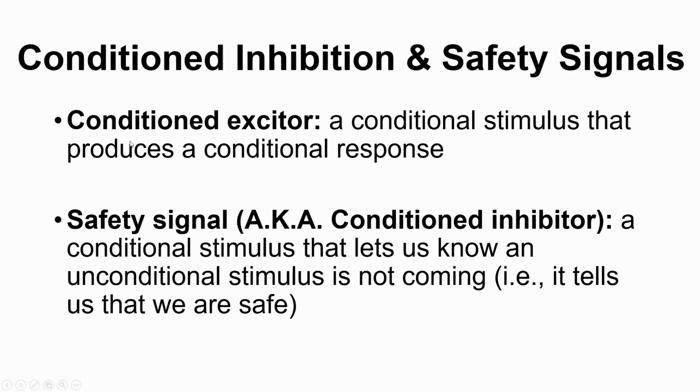So we're going to start with our conditioned exciter. Excitation just means that it's producing a particular response. Conditioned means we've learned about it, and exciter means that it's producing a response. So a conditioned exciter would be a conditional stimulus, a CS, that ends up producing a conditional response.